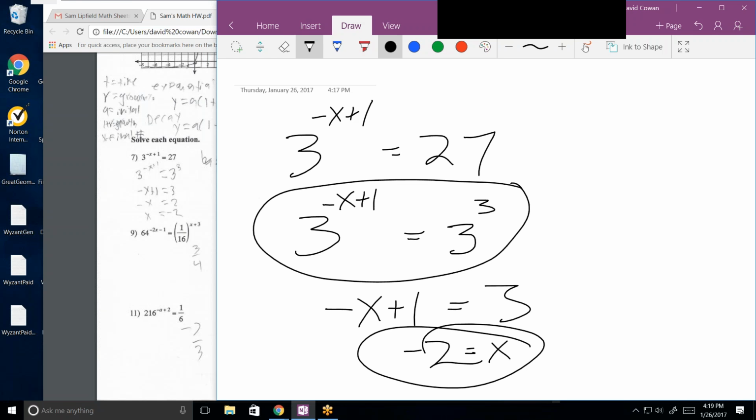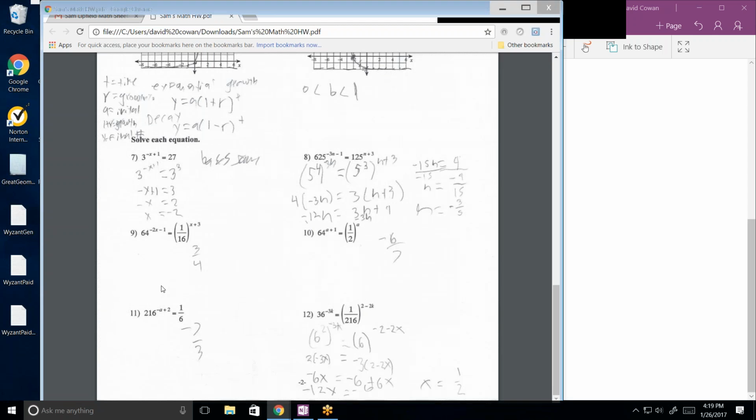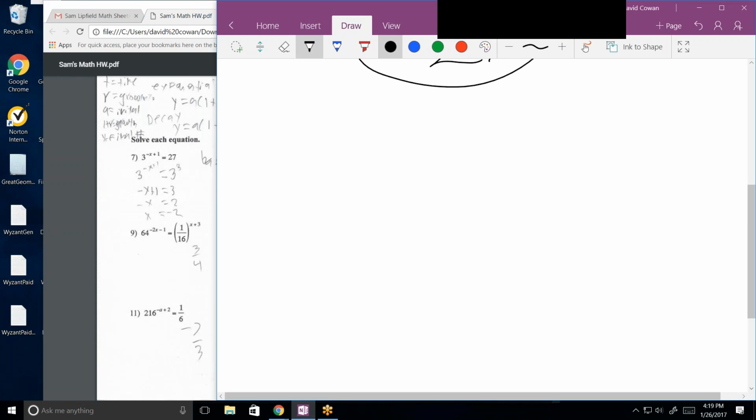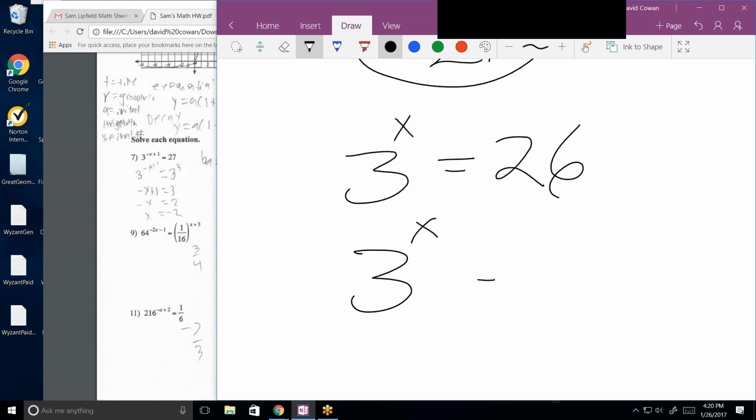So these are pretty easy if they have common exponential bases, which all of these are going to have, because otherwise you'd have to use logarithms. In other words, if I said 3 to the x equals 26, cannot solve that without using logs. There's no common exponential base. If I said 3 to the x equals 18, I cannot solve that. There is no common exponential base.